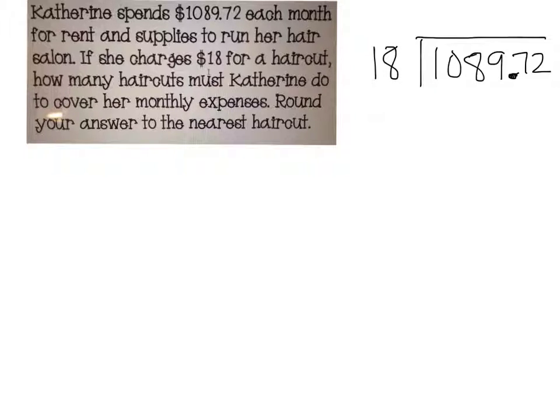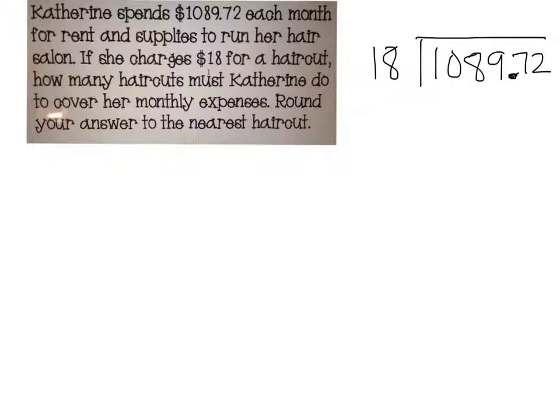Now when you're dividing decimals, you always have to make sure that the divisor is a whole number. So we know 18 is a whole number, so we don't have to do anything to the decimal there. And that means that over here in our dividend, our decimal can also stay the same. If there was a decimal in the divisor, then we'd have to move it over. And I'll show you a problem like that in another video. So let's go ahead and solve.